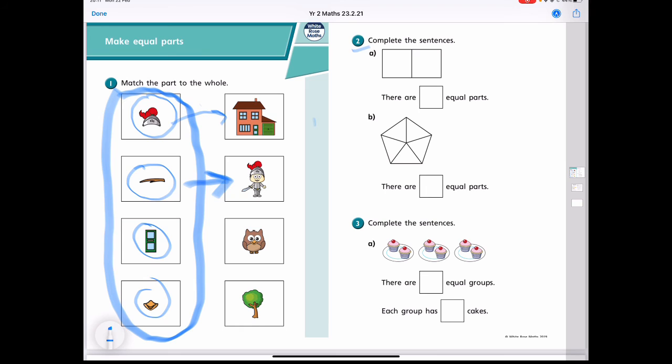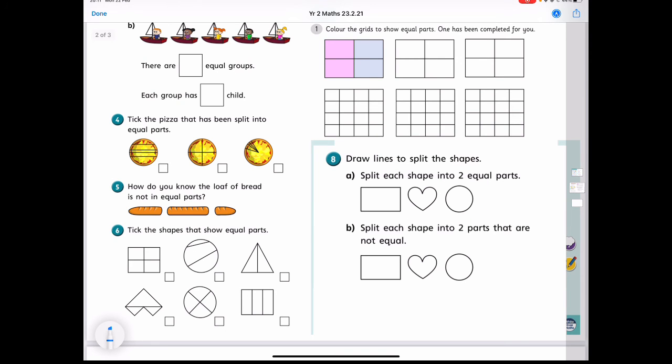For question 2, you need to complete the sentences. So for this question, how many equal parts are there? And write the number in the box. And then do the same for B. How many equal parts are there? And write the number in the box. Question 3, you've got some groups of cakes. And the question says there are how many equal groups? Each group has how many cakes?